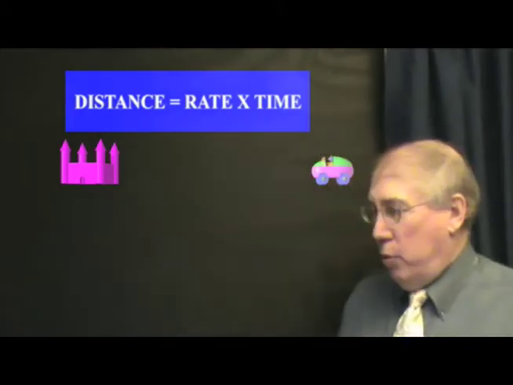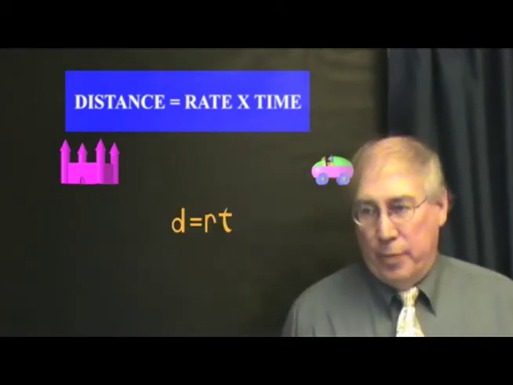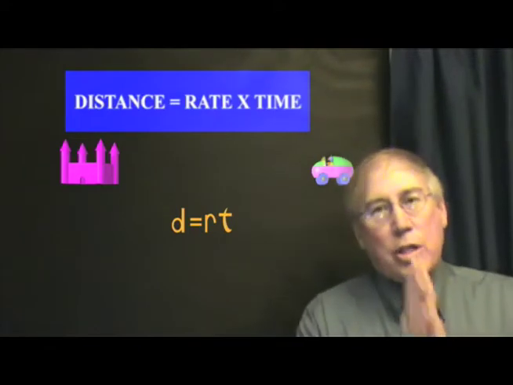Distance equals the rate times the time. That's what we want to look at, that formula during this lesson here. Now, let's suppose that we have Newton here, and he's in his car, and he wants to drive to Walt Disney World. And let's suppose that we know his speed and his time.